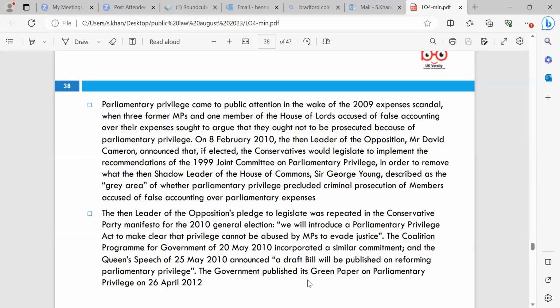to evade justice. The Coalition Programme for Government on 20th of May 2010 incorporated a similar commitment, and the Queen's speech on 25th of May 2010 announced a draft bill would be published on reforming parliamentary privilege, and the government published its green paper on parliamentary privilege.